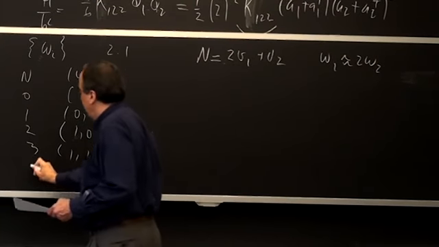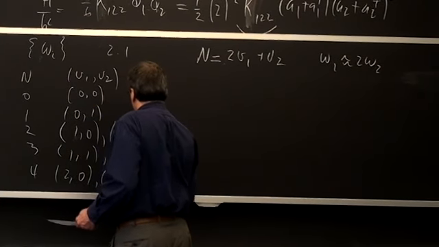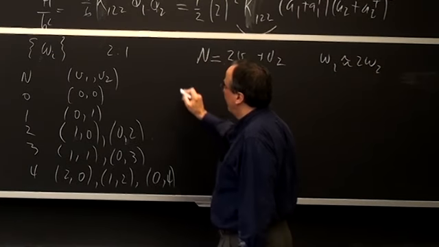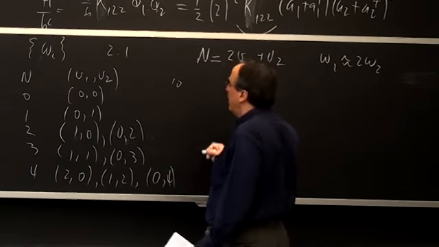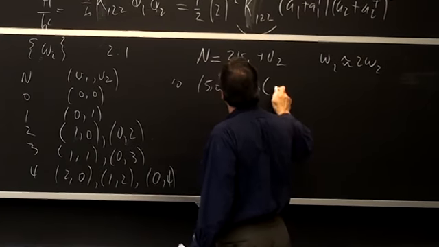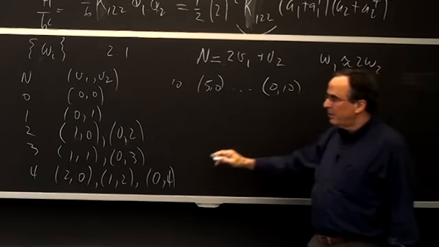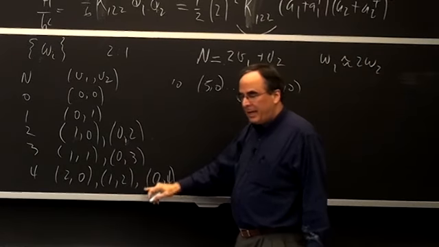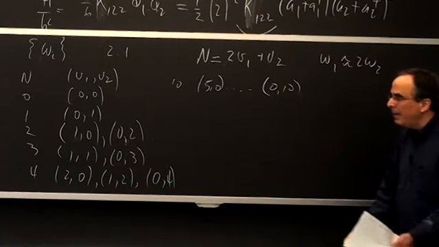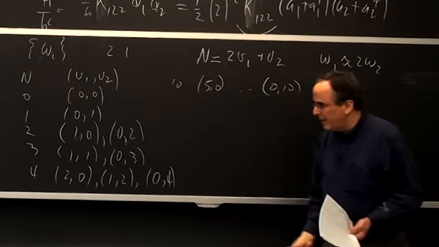And then 4: 2, 0, 1, 2, and 0, 4. And if I'm picking 10, we could have 5, 0, all the way down to 0, 10, and there's 6 of them. So dyad, triad, sexad. As you go up in polyad quantum number, you get more and more states that are systematically degenerate.